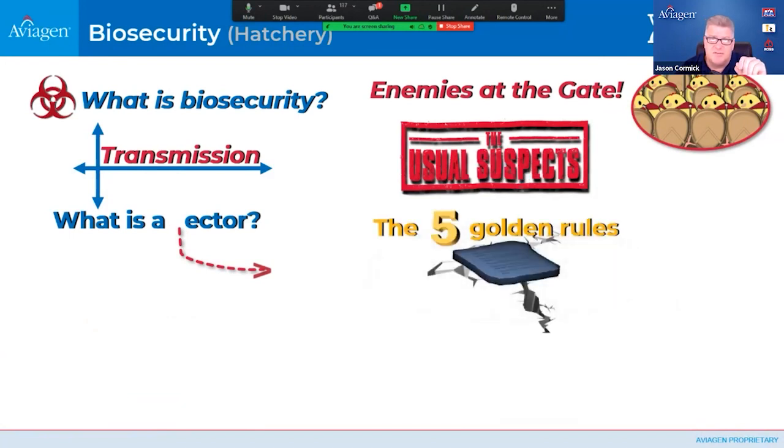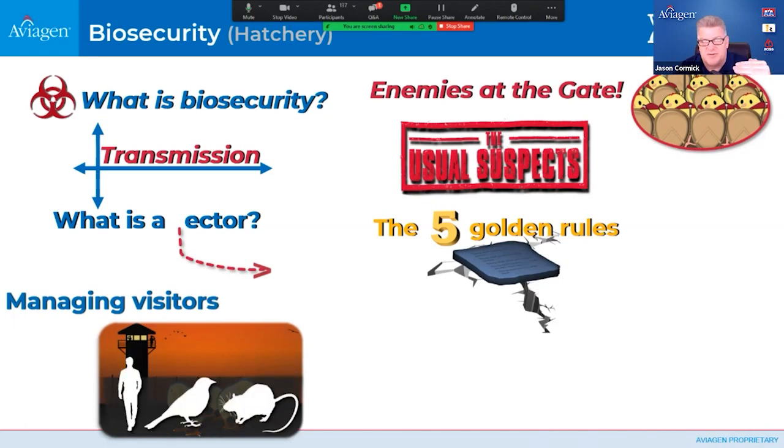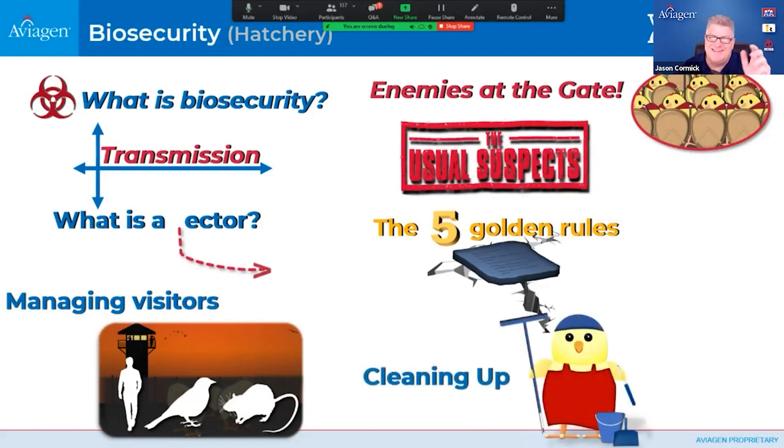how we're going to control those. And we'll look at the 5 golden rules for your staff. So very simple, but if they're doing that, then chances are we'll most likely be okay. We'll also look at managing visitors. So not just people, but unwanted visitors as well. And then we'll finish off with cleaning up. And in this case, I'll be talking about a hatcher, but to be honest, it could be a hatcher or a room. The principles are the same.